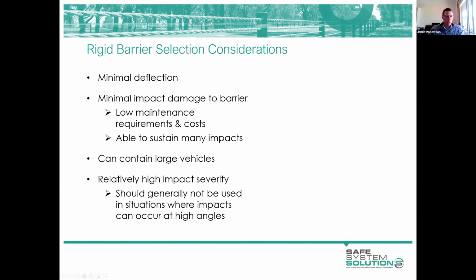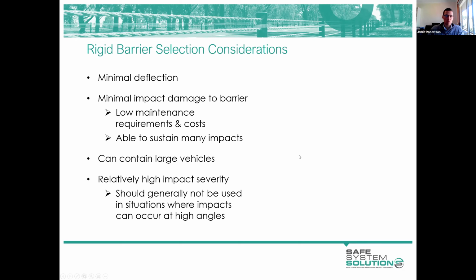They don't deflect much, they don't damage much typically. They can contain those larger vehicles. You can engineer a rigid barrier system to contain as large a vehicle as you like, and they typically fall into those higher containment level categories of TL4 and above. But you do need to be mindful of the potential for higher impact severity where you're using a rigid system.